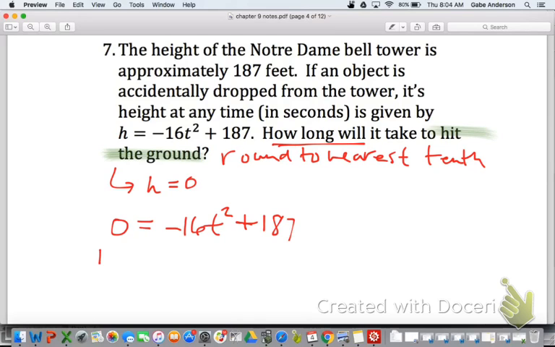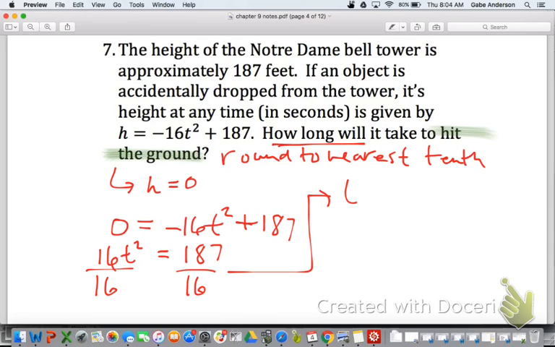So if I add 16t squared to both sides, I get 16t squared equals 187. At this point, I would divide by 16. I really think, from a consistent basis, this is your best course of action. So I divide both sides by 16. I get t squared is equal to, you said that's 11.7, Sam? Yeah. Okay, so approximately 13.7. No, it's 11.7. Okay.